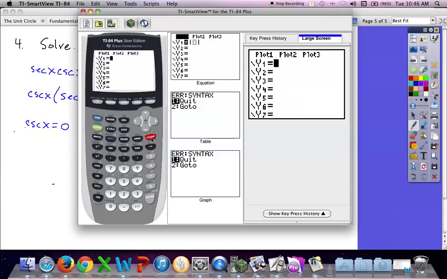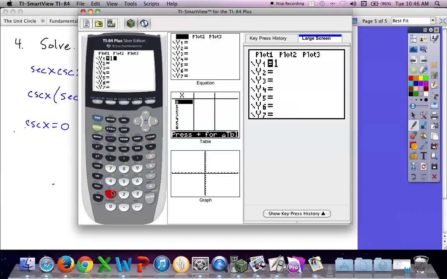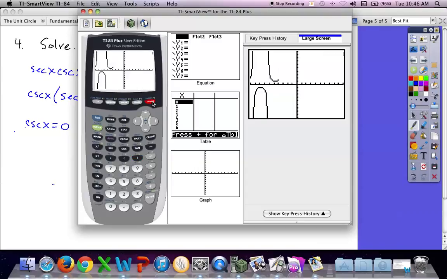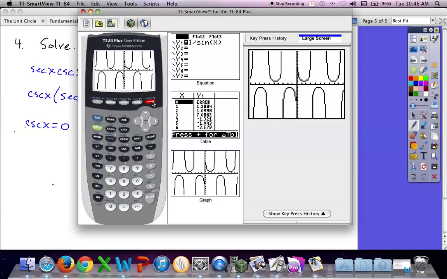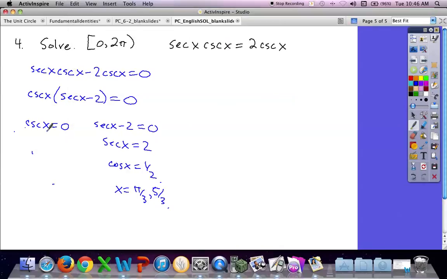Y equals, clear, 1 divided by the sine of x. I'm not sure what my graph is set at, but it's good enough for what we're doing. See, the cosecant is those U shapes you get when you divide, and sine is a wave going between those two. But notice that it never crosses the x-axis. It can never equal 0. So for that part, you have to say no solutions.